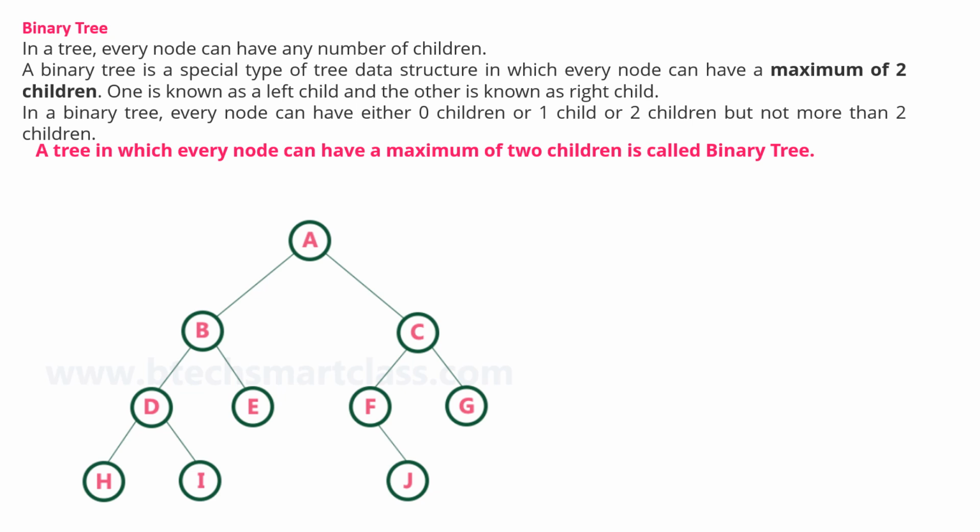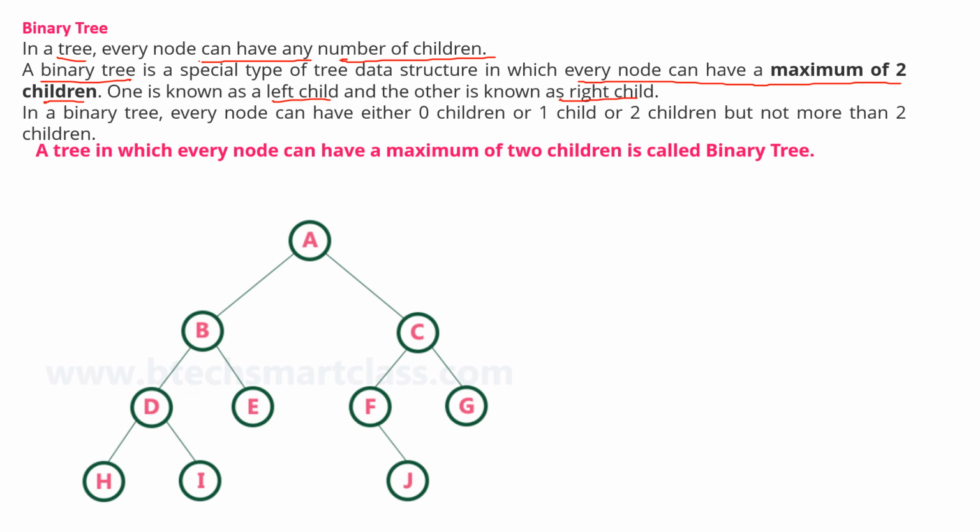This video is about binary tree and different types of binary trees and how to represent the binary tree. So in the last video, we have already considered the definition of tree, right? In a tree, every node can have any number of children, right? Whereas a binary tree is a special type of tree in which every node can have maximum of 2 children. So one is identified as left child, the other is identified as right child.